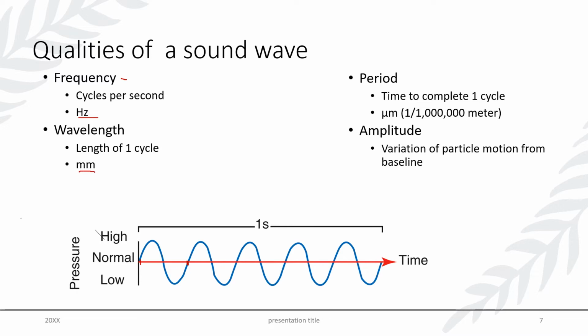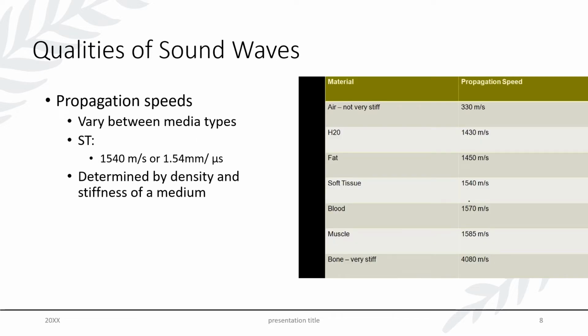Our period, we're usually expressing in, I'm sorry, I have a meter here, and that should be a second. So period should be expressed in microseconds. I apologize for that. And then the amplitude, like I said, is the deviation from the baseline. That's going to be affected by how much of that sound is being absorbed within the body before an echo is returned back to the transducer.